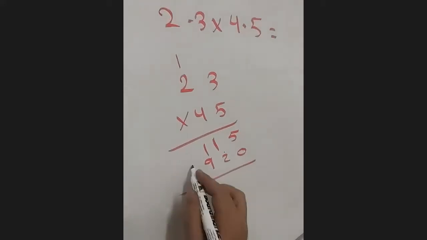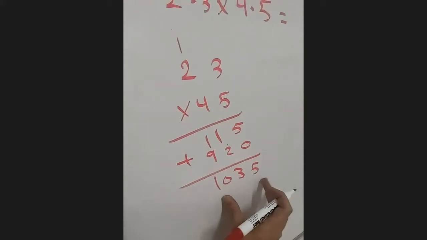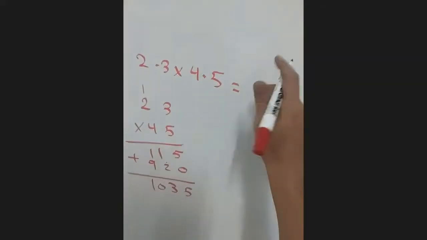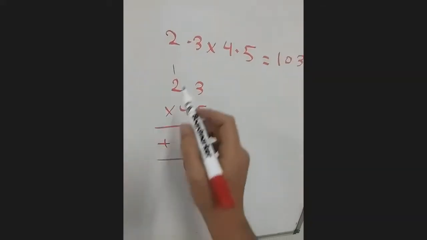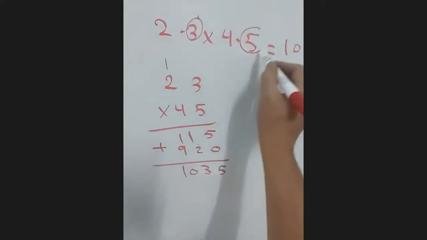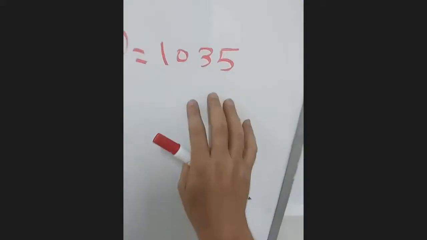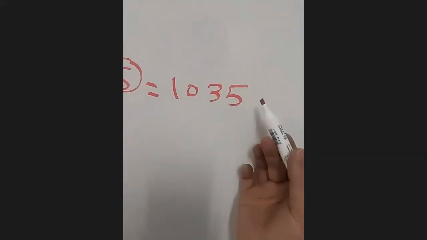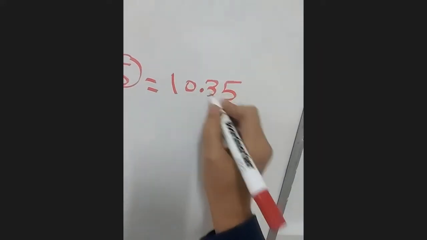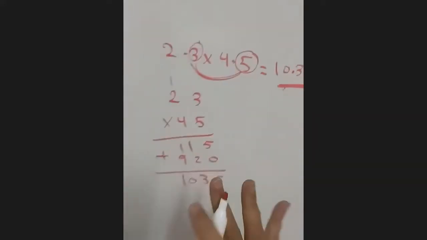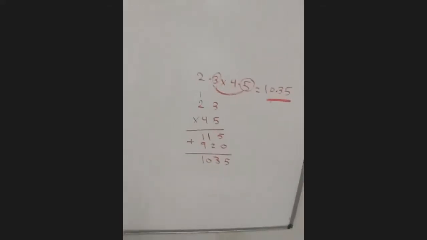Now we add 5, 3, 10. Then we take our answer here and put it after the equal: 1, 0, 3, 5. Then we count the digits after the decimal in both numbers. Here we have 2 digits, 1, 2. So we go to our answer and count 2 digits from the right, 1, 2. Then we put our decimal. This is what we did at the end of the last semester.